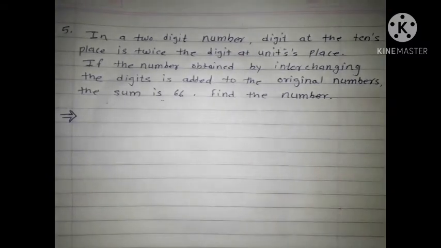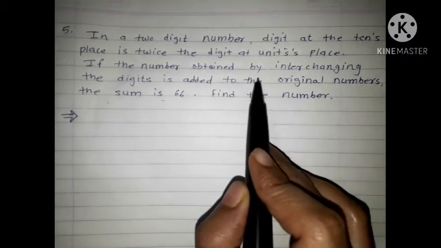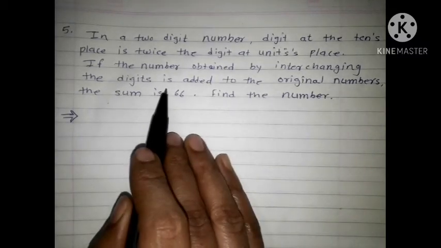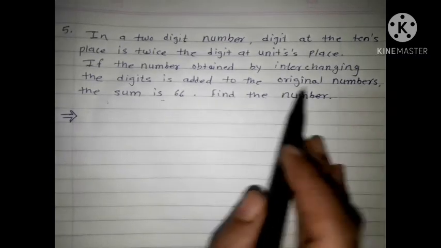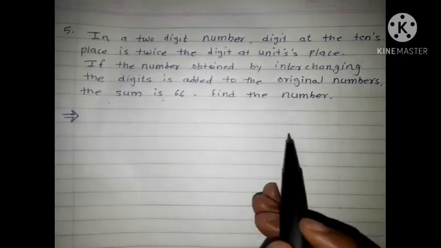That means the number at the tens place is twice the number at the units place. If the number obtained by interchanging the digits is added to the original number, the sum is 66.